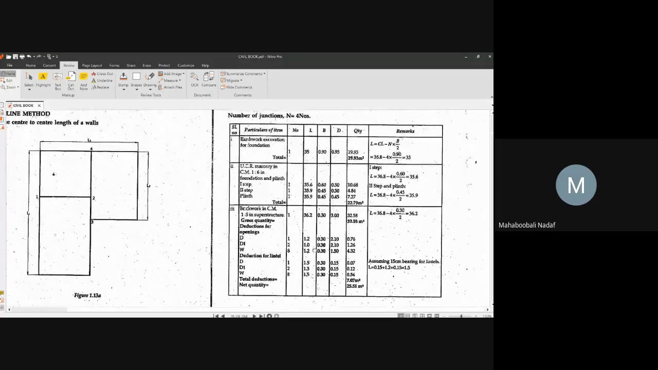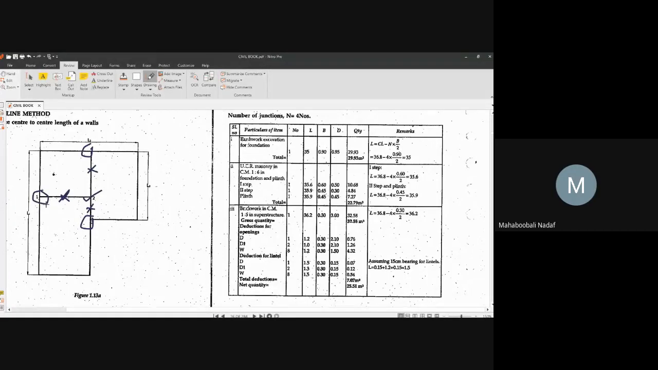Now, how many junctions can you see? 1, 2. See here, don't take the outside corner junctions. Only wherever the internal walls are meeting with the external walls, those junctions you should take. 1, 2, 3, 4. 4 junctions are there. How much? 4 junctions. Okay?